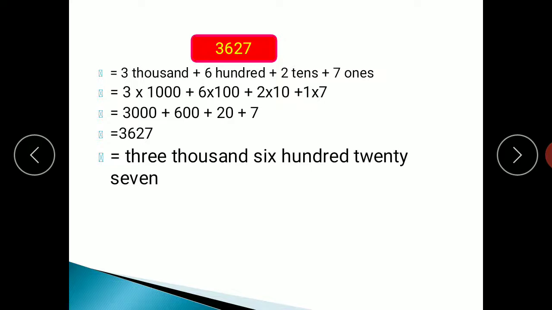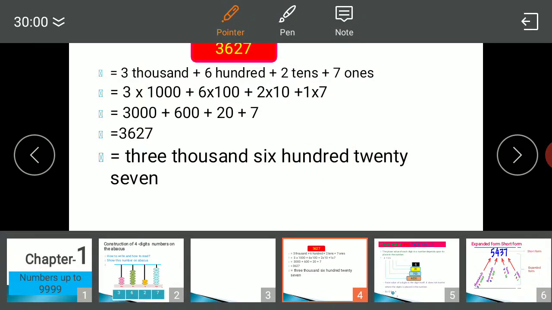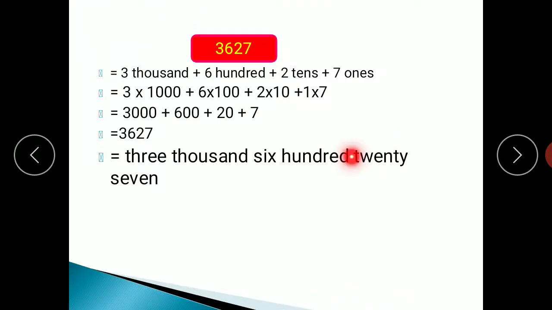So now how to write it? Let us see this number. 3000, 3 is in the 1000 place, 600, 6 in the 100 place, then 2 is in the tens place, so 20, then 7 is in the ones place, 7. I will read once again. 3627. Let's move to the next one.